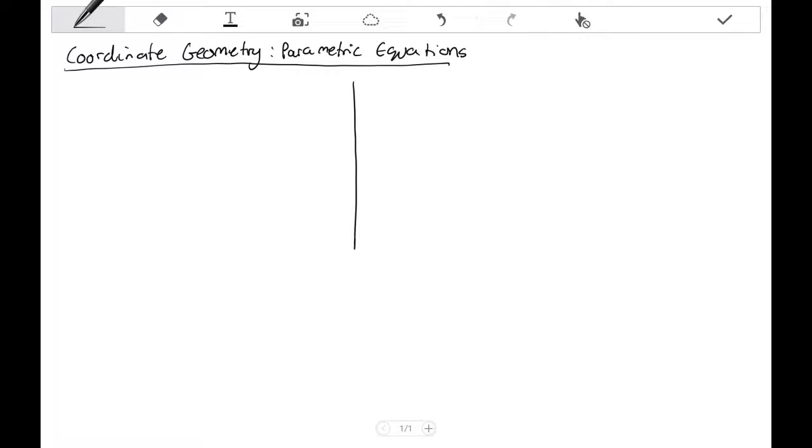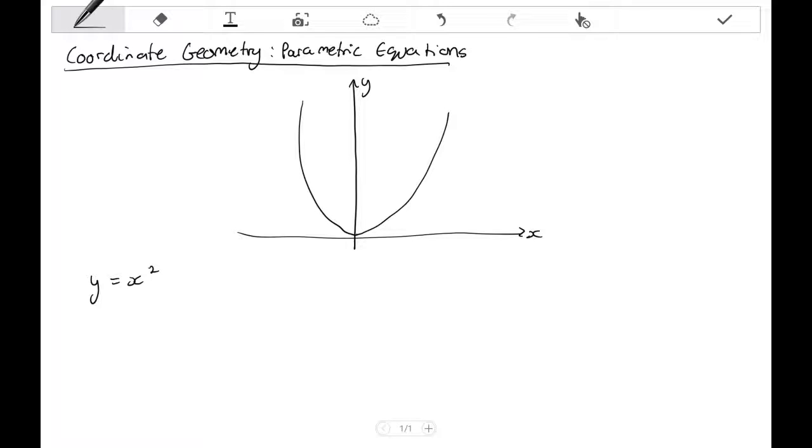Right now, I'm just going to do a quick sketch of a graph. This is x against y. This graph is in fact the graph of y equals x squared. This is the Cartesian form of this graph. This is our Cartesian equation. It directly relates x to y.